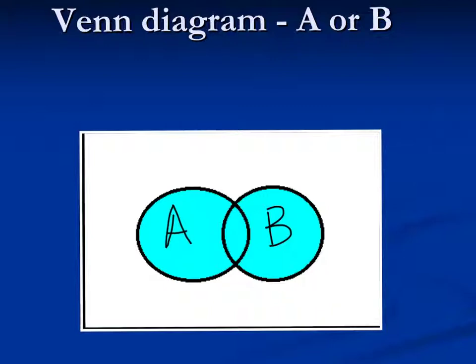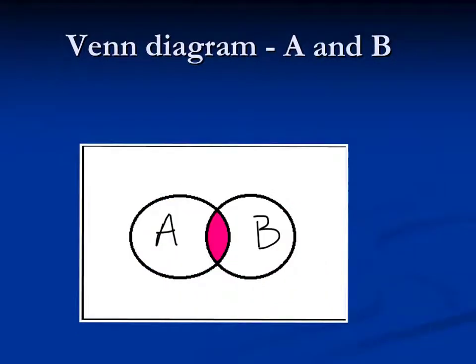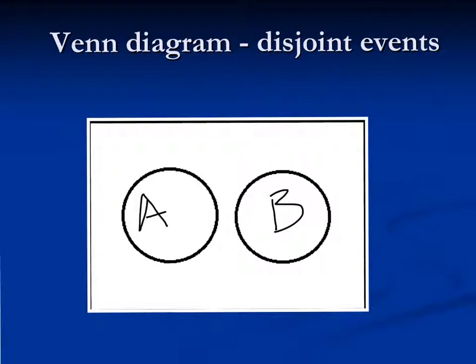This diagram represents A or B. So it's everything in A and everything in B. They can be in one or the other. Here's A and B. It has to be everything in common in this middle section. Have to be in both of them. And here would be two events that are mutually exclusive or disjoint. Notice that they do not intersect and don't have anything in common because they cannot happen at the same time. Now you have some other Venn diagrams on the bottom of your notes. We'll be talking about those in class.